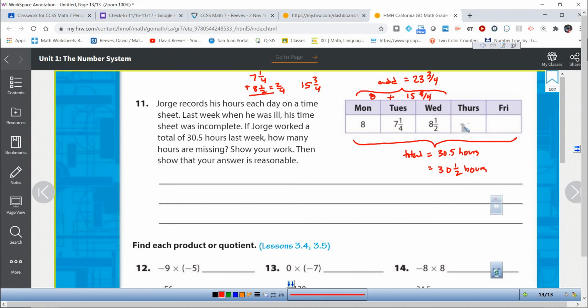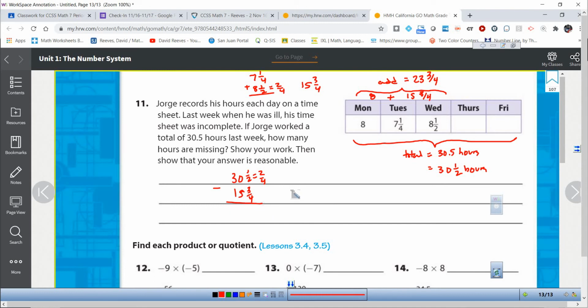And we know when we throw in Thursday and Friday, it has to add up to 30.5. So how am I going to find out what those two are? I need to, you guessed it, boys and girls, I need to subtract. And once again, I need a common denominator, right? So that 1/2 is going to be 2/4, right? And this is 15 3/4.